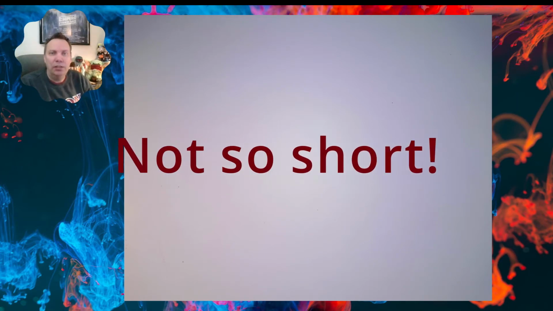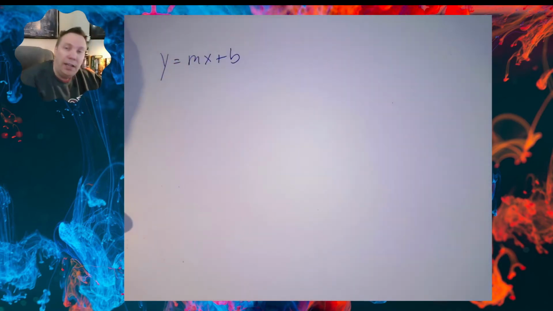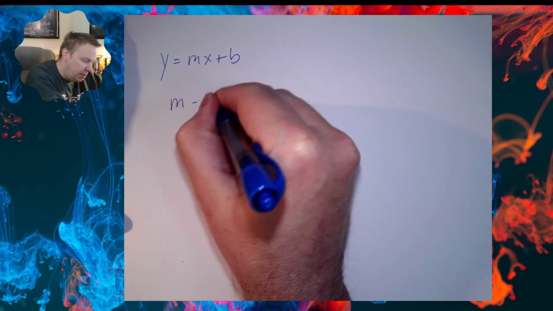In this short video, I want to talk about linear functions. A linear function has a form, well, there are two forms of a linear function. mx plus b. x is the input variable, y is the output variable. m is called the slope.